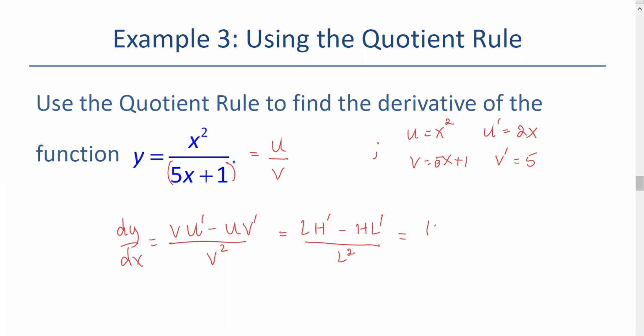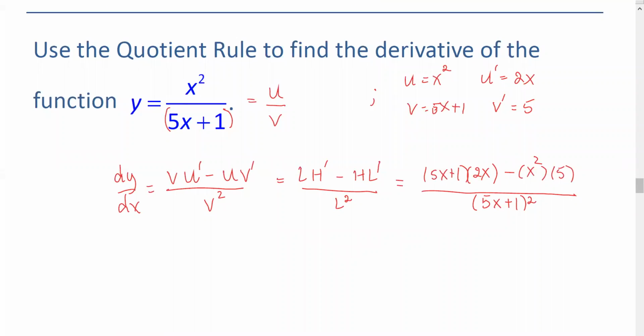So v, which is 5x plus 1, multiplied by u prime, which is 2x, minus u, or x squared, times the v prime, or 5, all divided by the denominator, the low function, squared, or 5x plus 1 squared. After that, we simplify the numerator. 5x times 2x, we get 10x squared. 2x times 1 gives us 2x, and then minus 5x squared, all divided by the quantity 5x plus 1 squared.